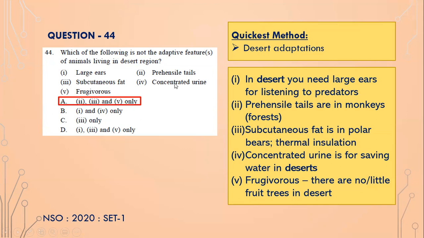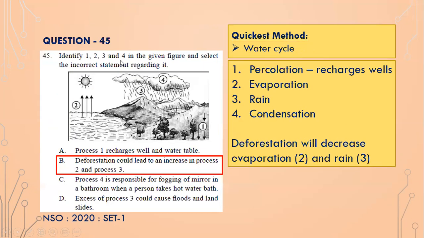Seals or whales. Concentrated urine, yes, you do require this adaptation in desert because you need to conserve water, and that's why the urine is extremely concentrated. So you do need this adaptation. And frugivorous, no, in deserts there are very little plants and there are no or very little fruit trees. So no frugivorous animals can survive, isn't it? Because there are so few fruit trees, no animal can just survive on the fruits there. So 2, 3, and 5 are not the adaptive features for animals living in desert regions.